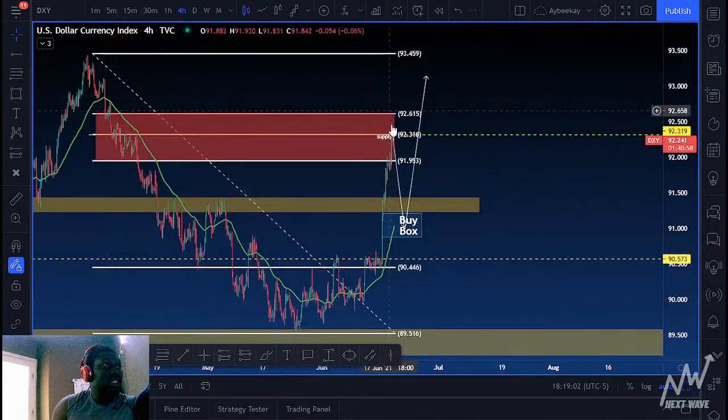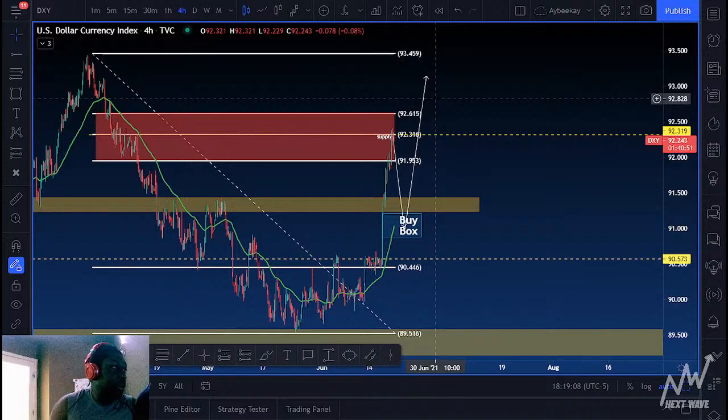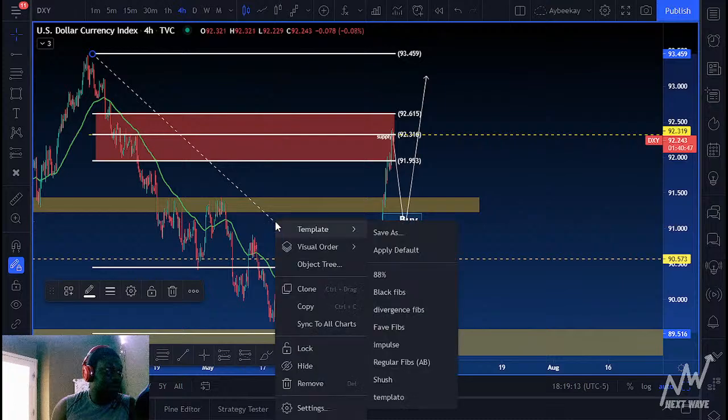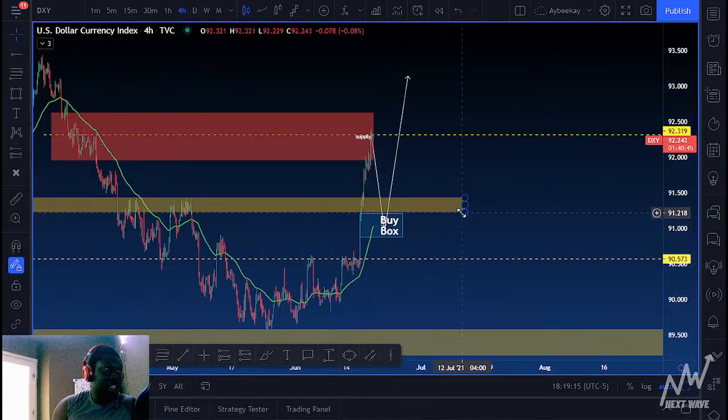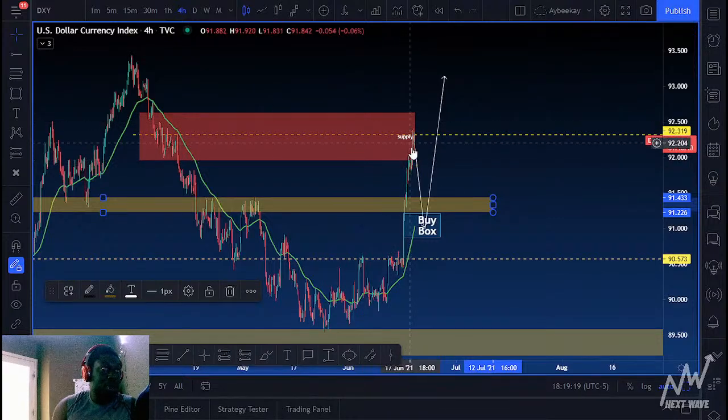But I would want to see price drop down to this buy box, and then I can take this continuation to the upside. Because I am not looking for the bears. I am not here for the sell. I am looking for the buys. So that's exactly what I'm trying to see. So price rejects from this supply zone, drops down, then continues.